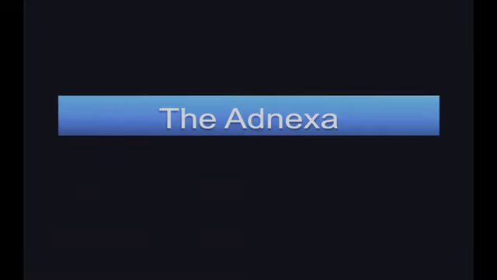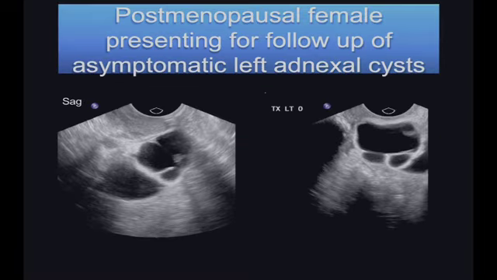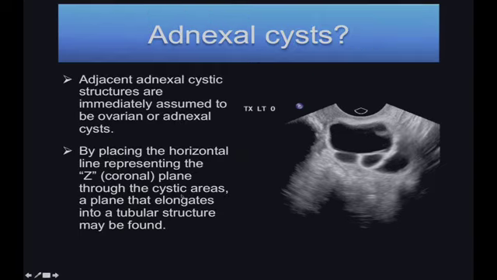So just for the last few minutes, let's take a look at how 3D might help us in the adnexa. Here we have a postmenopausal female presenting for follow-up of asymptomatic left adnexal cysts. So of course we see this cystic structure within the adnexa on the left. And usually we're going to knee-jerk and say these adjacent adnexal cystic structures, we're going to assume that they're ovarian or adnexal cysts.